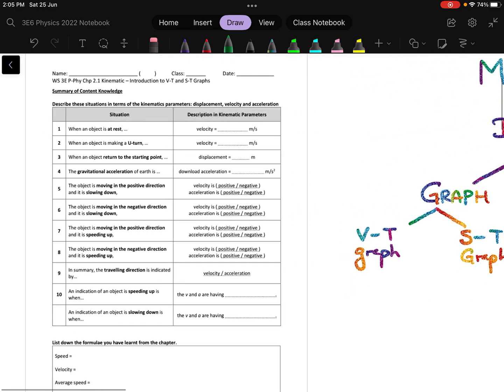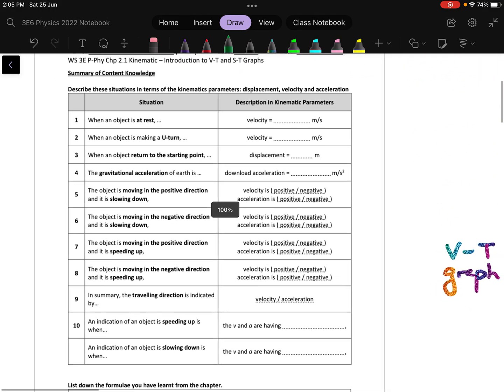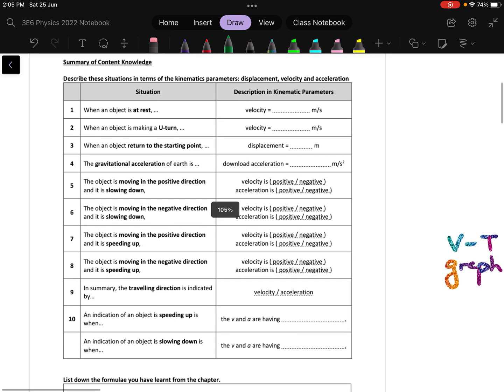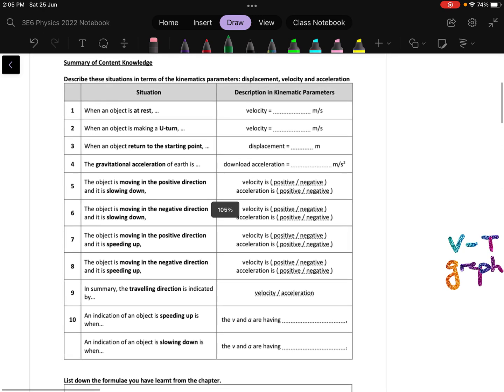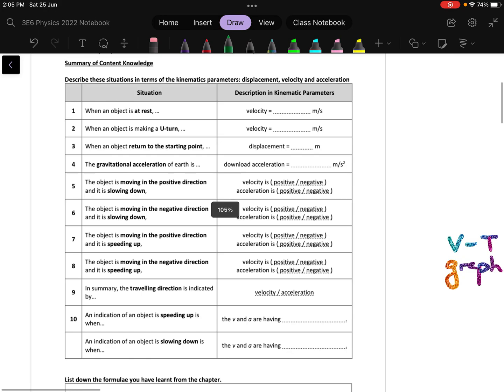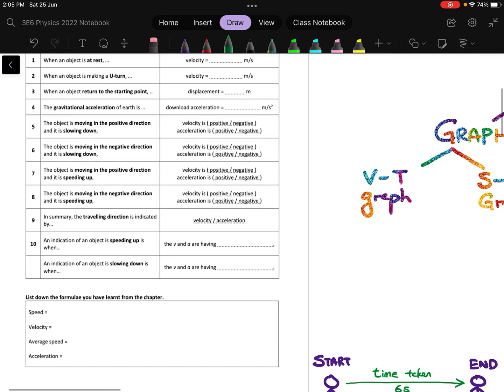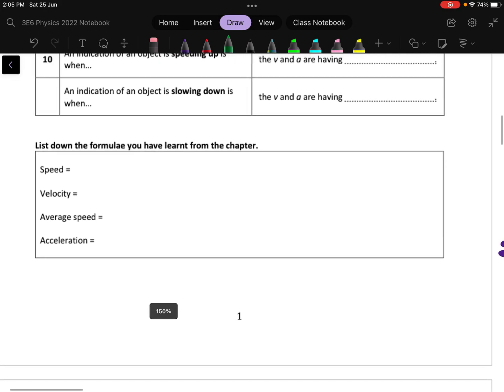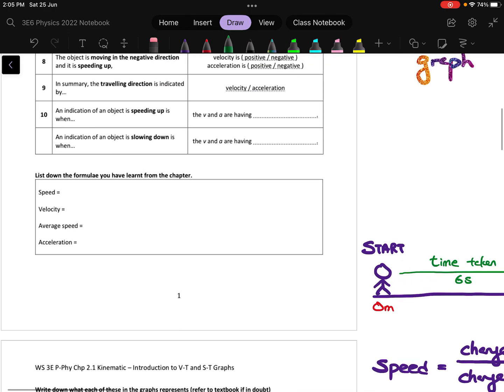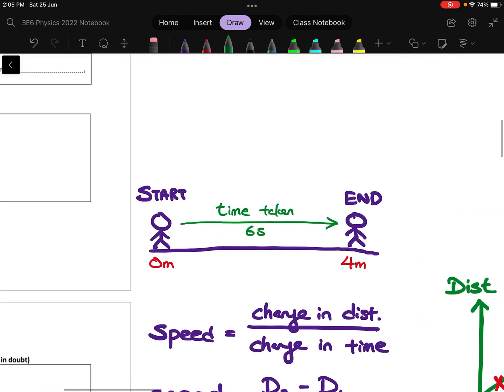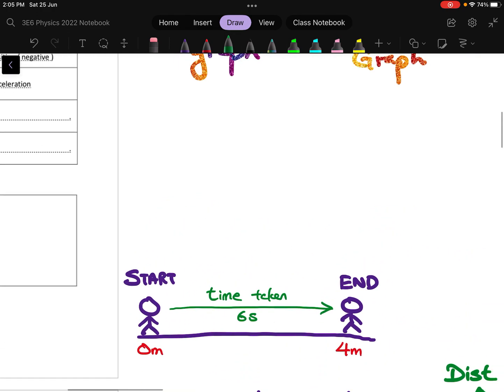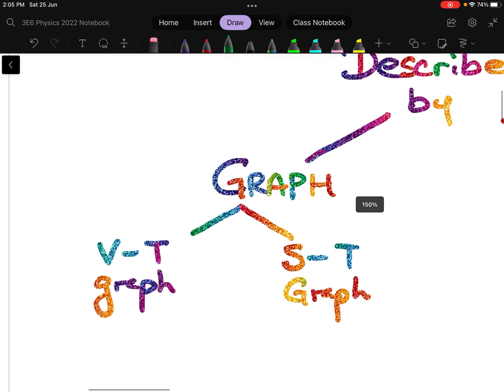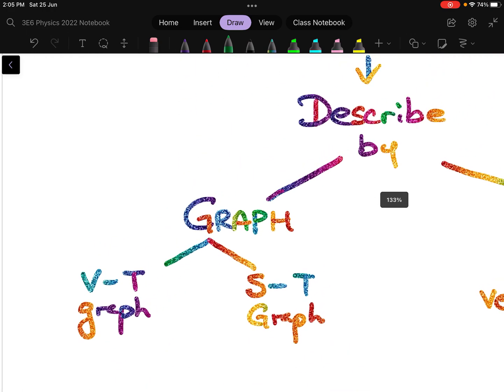And you should have finished this part. If you have question on this, meaning that after you check your answer in SLS and you still do not understand why, you can drop me a WhatsApp. This part you can get the answer from the textbook. So what we are going to do is focus on this part on how you can interpret the graphs, velocity time graph and displacement time graph.